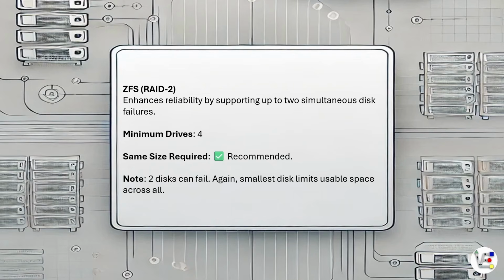RAID-Z2 is going to allow 2 simultaneous disk failures. Again, it's recommended that we have them all be the same size. So 2 disks here can fail. We're required to have 4 disks, and that's basically 1 disk to 3 disks, kind of similar setup to RAID 1, where we're adding sequentially more backup drives to primary drives so that we have data duplicated more times inside of this server.